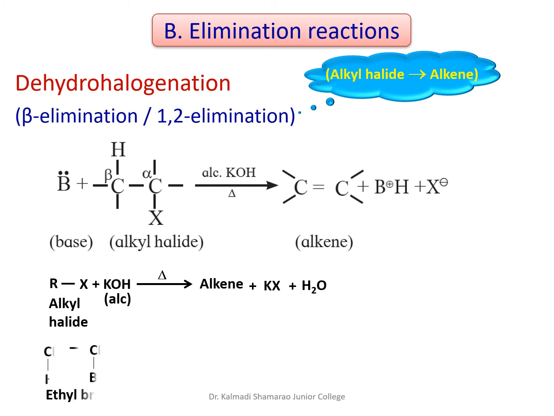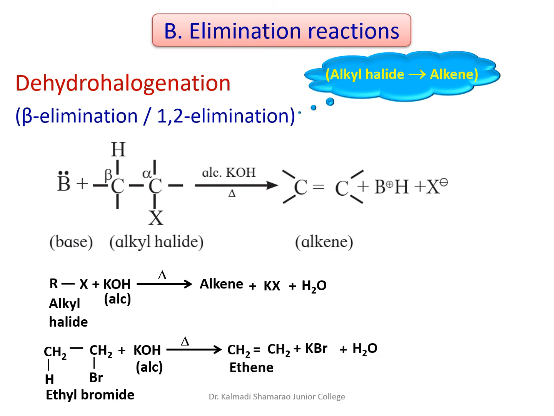Let us consider alkyl halide as ethyl bromide. So when ethyl bromide is heated with alcoholic KOH, bromine atom from the alpha carbon and hydrogen from adjacent beta carbon atom is eliminated, and ethene is formed. Let us consider a few more examples.